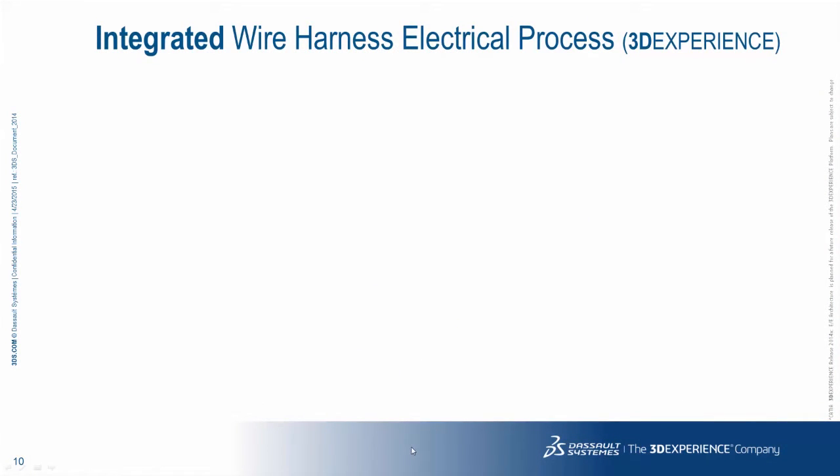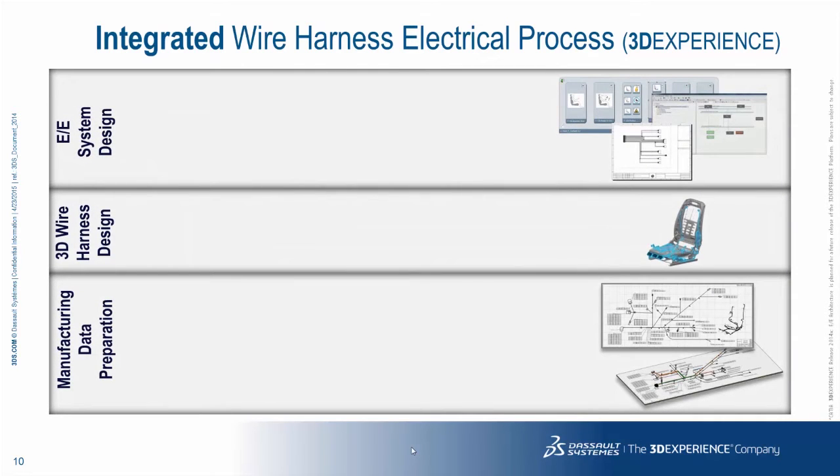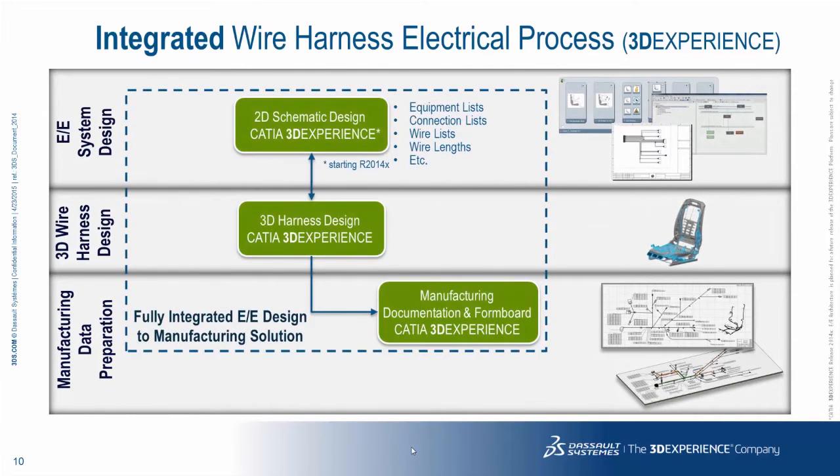Our strategic approach is to go beyond 3D design and manufacturing. We have implemented 2D schematic design tools very tightly integrated with the 3D wire harness design application to provide the complete process coming from schematic, going through the 3D harness design, to the fully integrated manufacturing solution available on the 3D Experience platform.